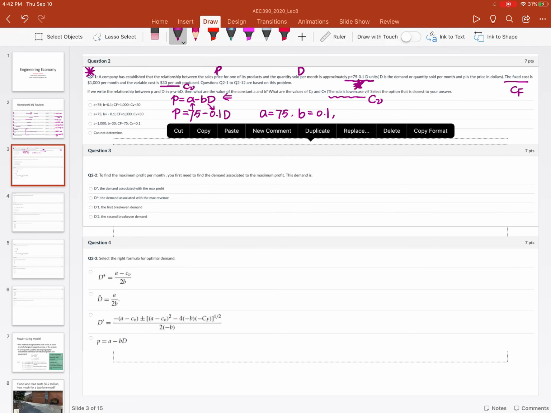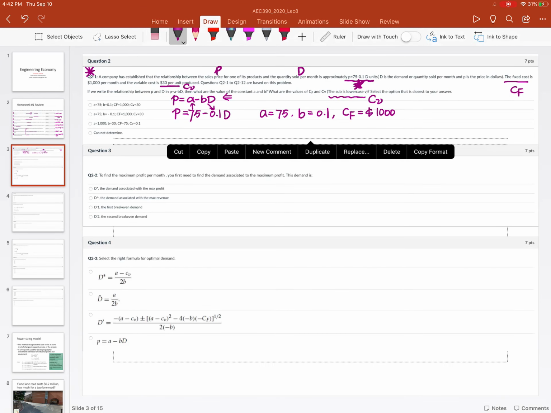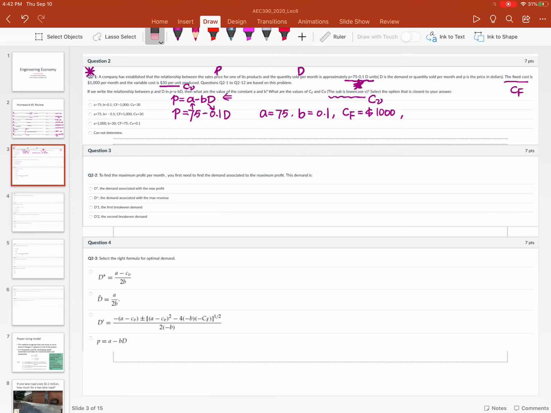How about CF? CF is given as 1000. You don't have to include the dollar symbol. And CV, lowercase v, is given as 30. So that is your answer. You just go back and see which option is the same. A 75, B 0.1, CF, CV. Seems like the first option is the right one.